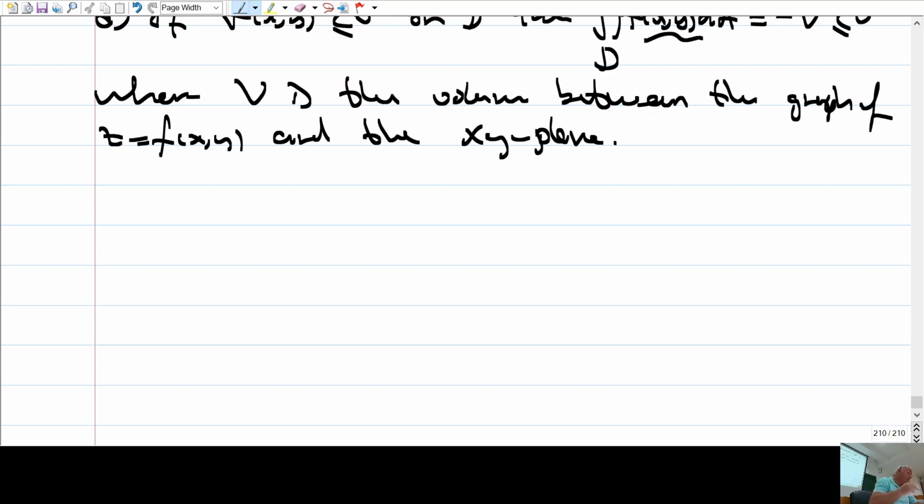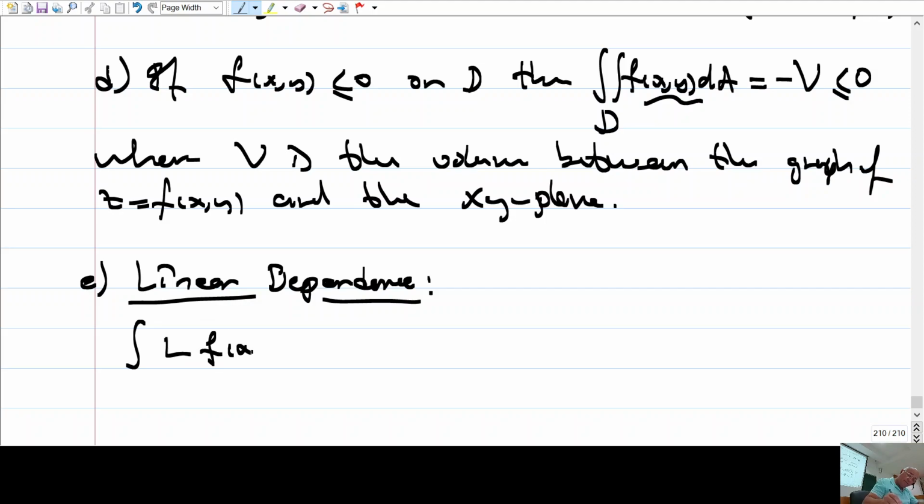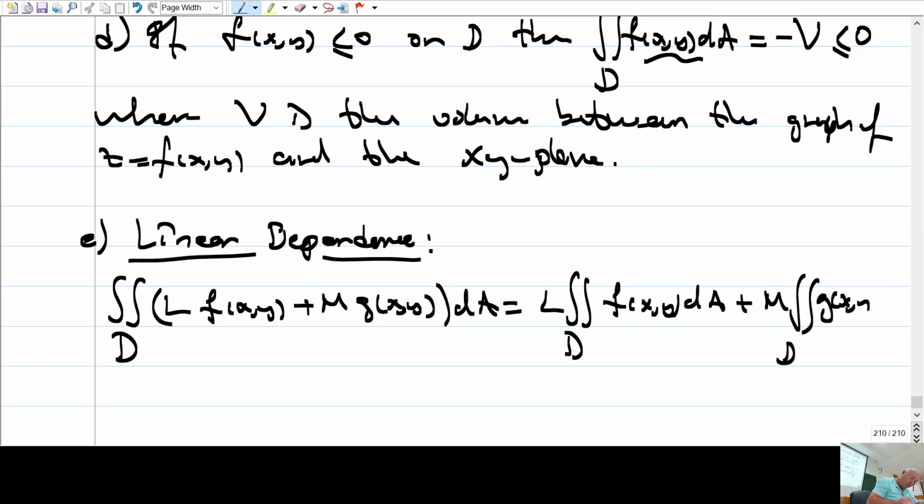Linear dependence. Integral of L times f(x,y) plus m times g(x,y) dA over this region D is the same as the following. You can break this integral into two parts, f(x,y) dA, and take this constant outside, and same thing over here, g(x,y) dA.